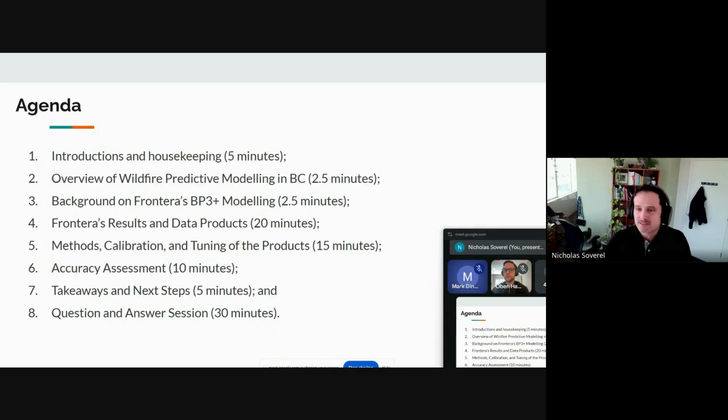Then what I'm excited to get into is what we have to offer, what we've produced, so our data products and our results. And then that'll be the biggest time in the agenda. Then we'll move into methods, calibration, and tuning of the products, and then touch on accuracy, and then essentially just takeaways and next steps, and then get to the Q&A in the last 30 minutes.